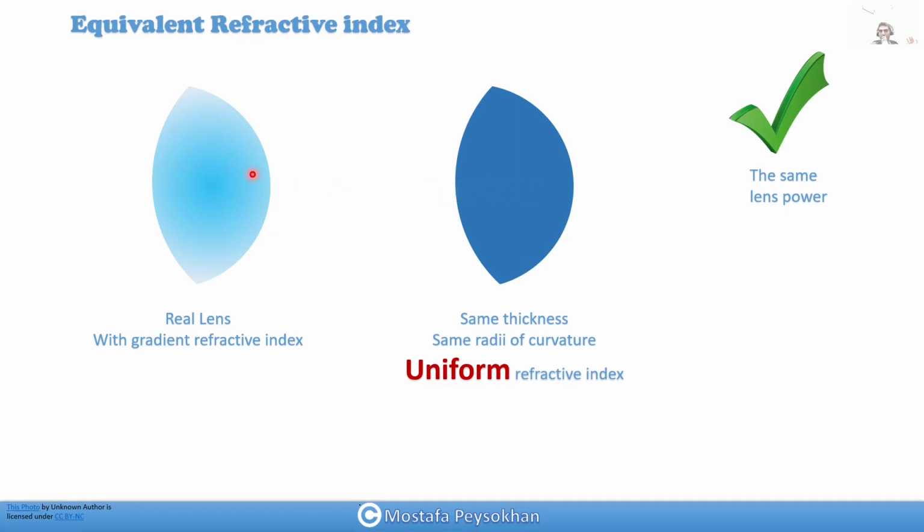thickness like the real lens, the same radii of curvature for the anterior and posterior surface. Here is the anterior, here is the posterior, the same radii of curvature, but has a uniform refractive index. So it means that, opposite of the real lens, where the refractive index has a gradient, now we want to consider one number for the refractive index of the lens.